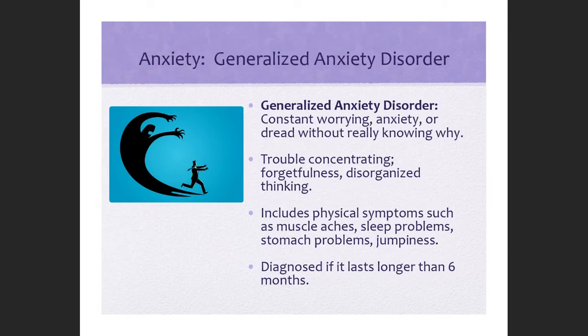Generalized anxiety disorder are all of those similar feelings, but they're sort of constant. So panic disorder comes and goes. A person will feel perfectly okay and living their life, and they'll have periods of panic where it lasts for a few minutes, and then it goes away. In generalized anxiety disorder, it's this constant worrying and dread, and really no understanding of why. There's trouble concentrating, there's forgetfulness, there's disorganized thinking, and it can include physical symptoms such as muscle aches, sleep problems, stomach problems, a sense of jumpiness.